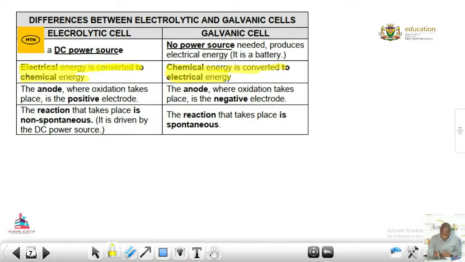Are we working with an electrolytic cell? Are we working with a galvanic cell? Because in most cases, the mistakes that we make come from not knowing which cell we are operating, which cell we are focusing on. So these are critical things. Once you see a DC source, be on the lookout, as the chances are you are working with an electrolytic cell.